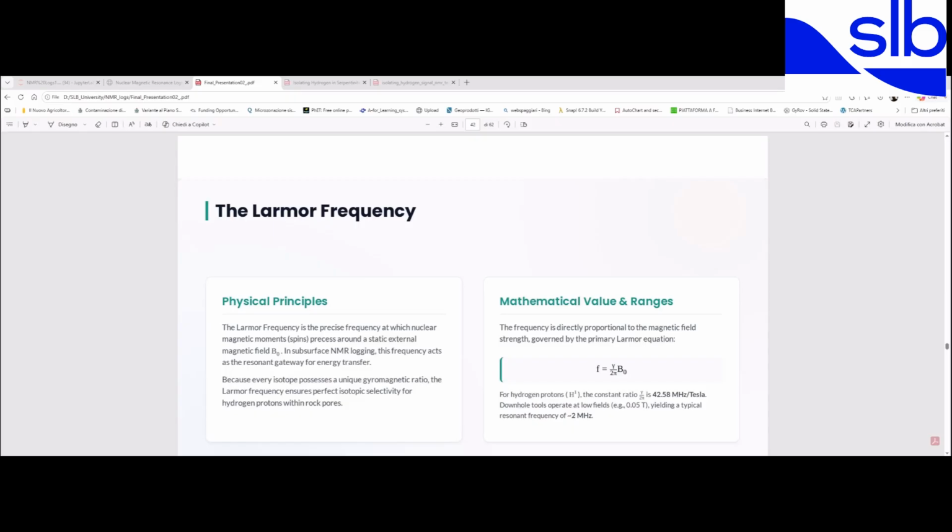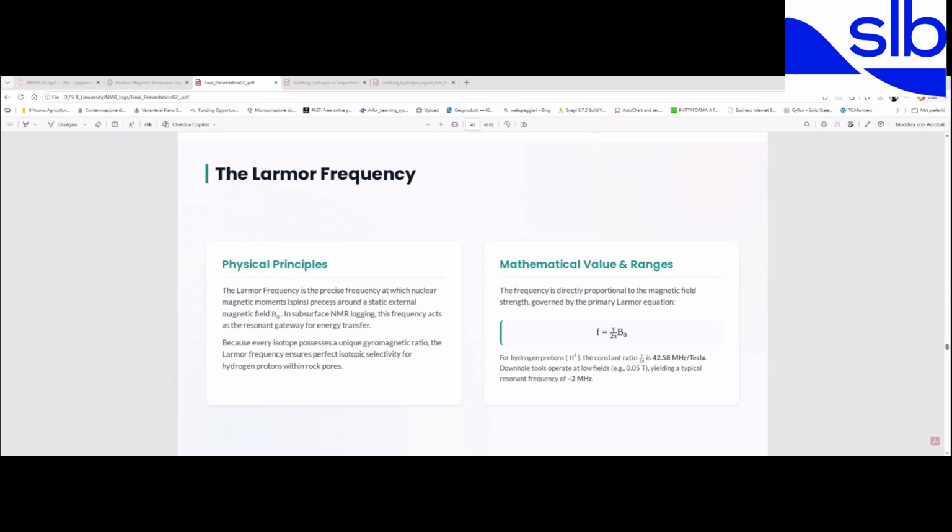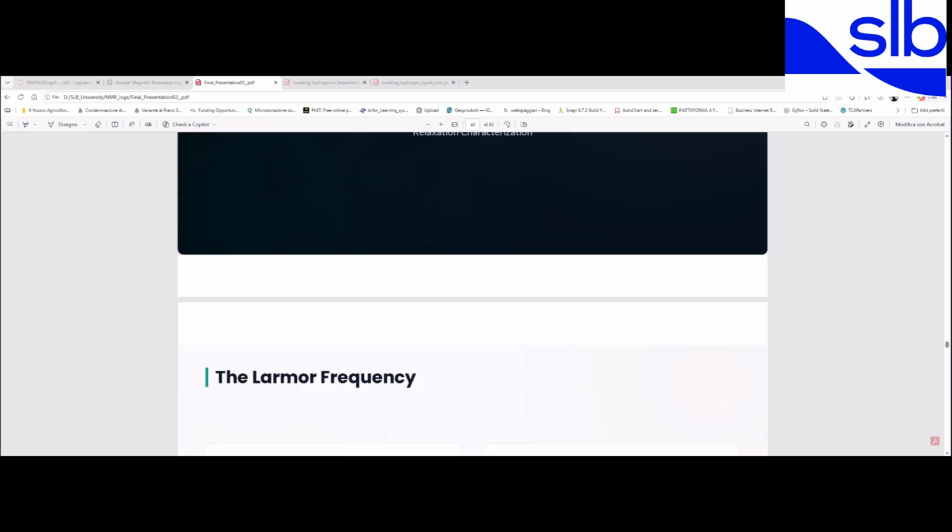What is the Larmor frequency? Larmor frequency is the precise frequency at which the nuclear magnetic moments of hydrogen spin in resonance with the instruments. In subsurface nuclear magnetic logs, these frequencies act as the resonant gateway for energy transfer. Mathematically, the frequency is directly proportional to the magnetic field strength, governed by the Larmor equation. So the Larmor equation describes this frequency for hydrogen, and this is the explanation of how we can detect hydrogen by nuclear magnetic logs with this approach to spectral mapping.